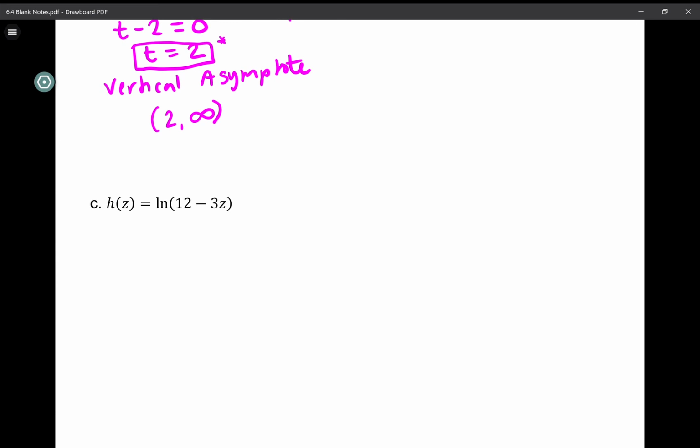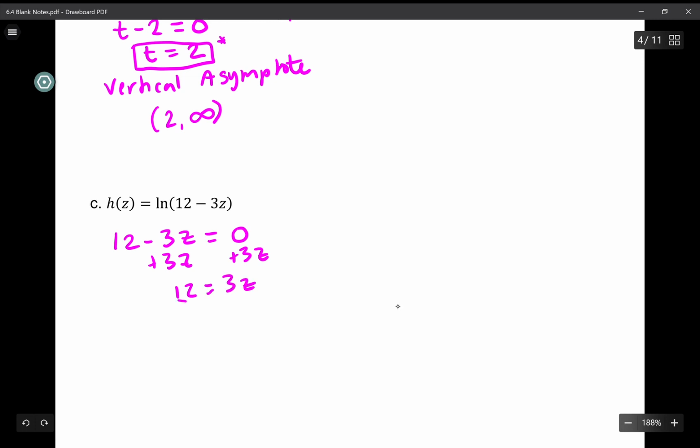All right, so did you solve 12 minus 3z equals 0? I hope so. It's going to tell us where our vertical asymptote is. So add 3z to each side. You get 12 equals 3z, divide by 3, and you get 4 equals z. So there is our vertical asymptote, z equals 4. I'm just going to label it VA. And now what about our domain?